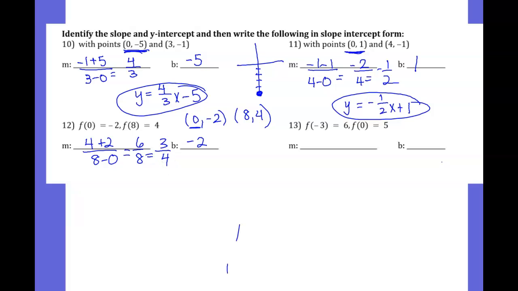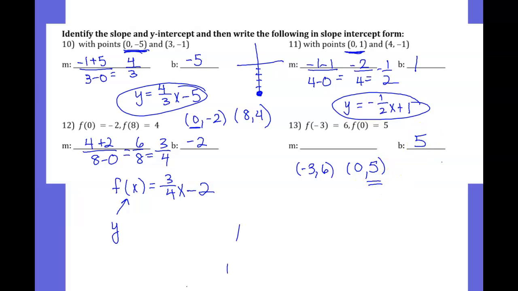Once we have the slope and the y-intercept, f of x is going to be equal to 3/4 x minus 2. Notice here in this example I'm writing f of x instead of y, but that's because we have it in function notation. If I look at number 13, my input is -3, my output is 6, my input is 0, my output is 5. So there's my y-intercept of 5. My slope I'll calculate to be (5 - 6) divided by (0 + 3), which gives me -1/3. So my function is f of x is equal to -1/3 x plus 5.